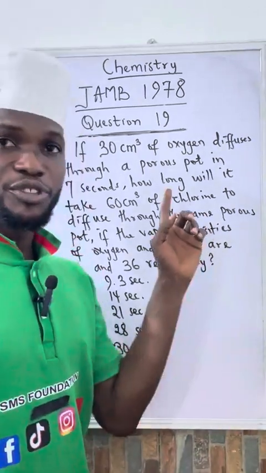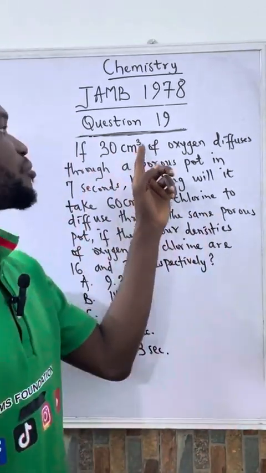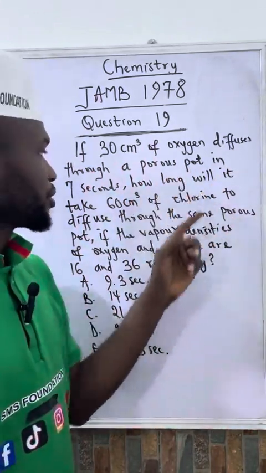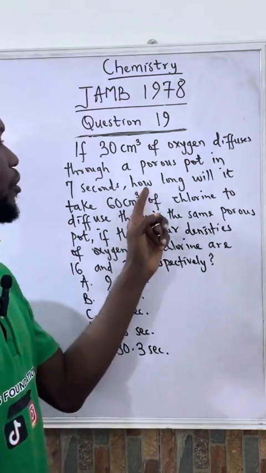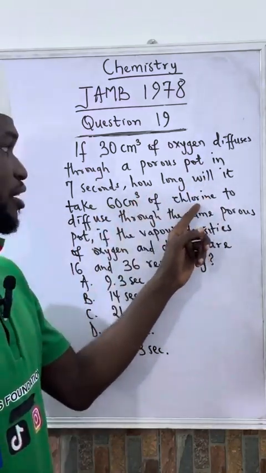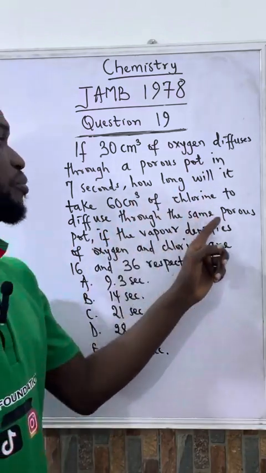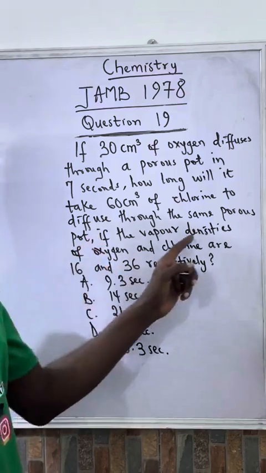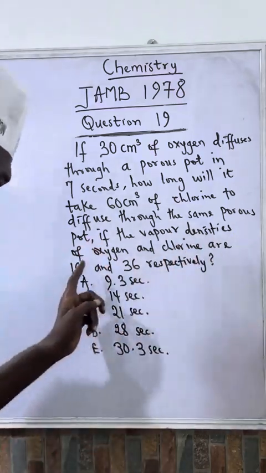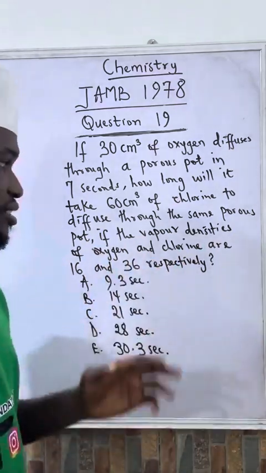All right, see this chemistry question. If 30 cm cube of oxygen diffuses through a porous pot in 7 seconds, how long will it take 60 cm cube of chlorine to diffuse through the same porous pot? If the vapor densities of oxygen and chlorine are 16 and 36 respectively.